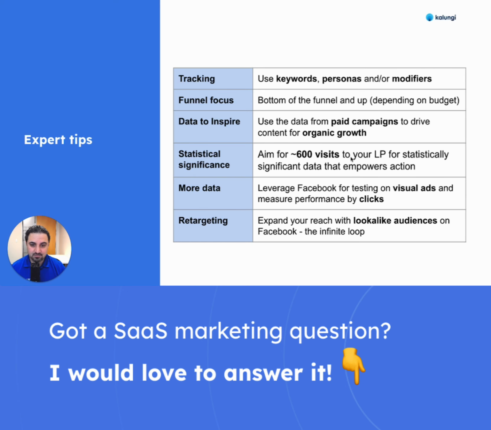More data. So leverage Facebook for testing on visual ads and then measure performance by clicks. So essentially you've got your positioning and messaging defined, right? The ad copy is defined, the value props defined. Whatever ads that you're going to run, run them visually. So if it's through a graphic or a video, present those messages, those value props, the reasons to believe in your product or the reason to actually come and engage with you, and then measure what actually gets traffic or what actually performs from a clicks standpoint.